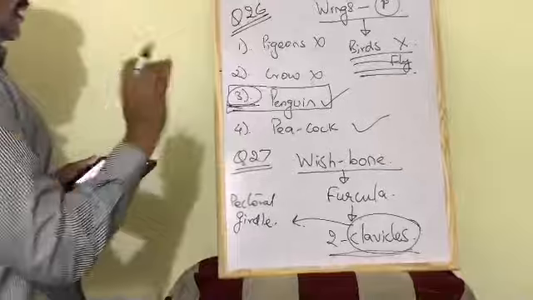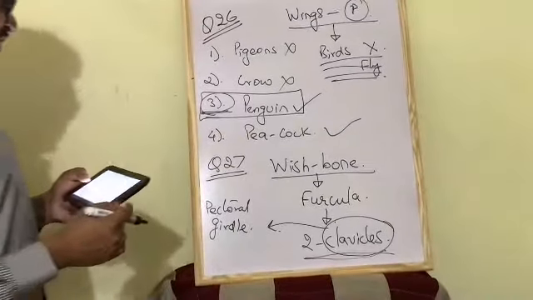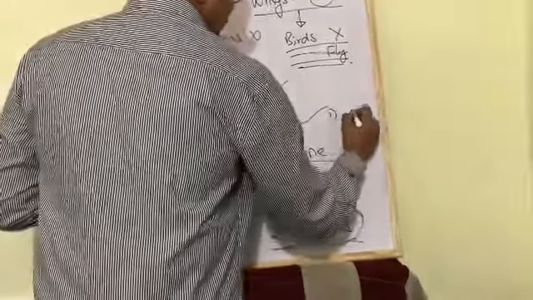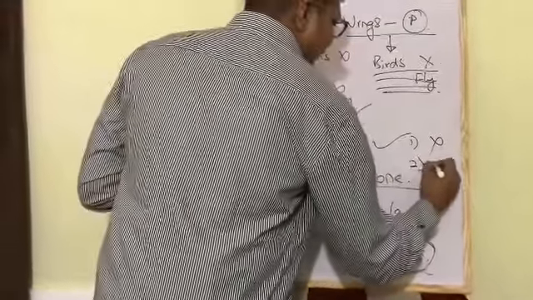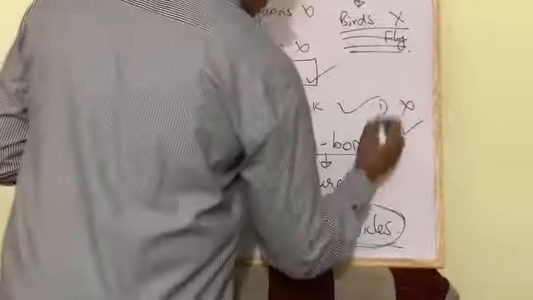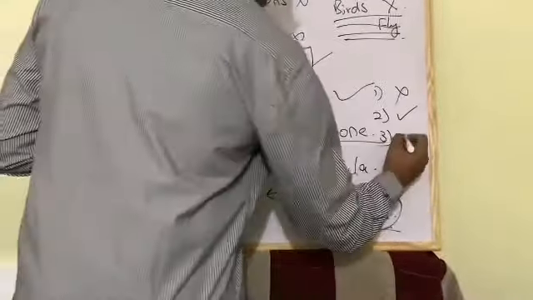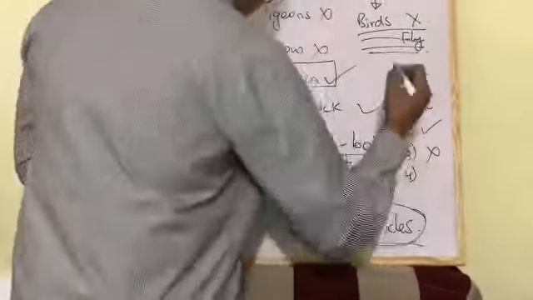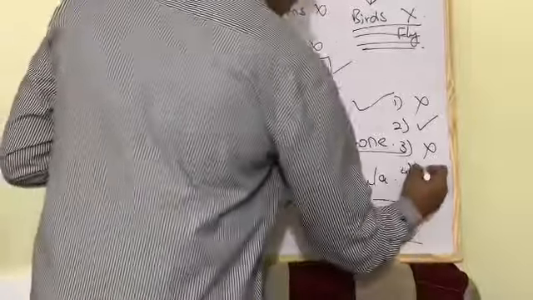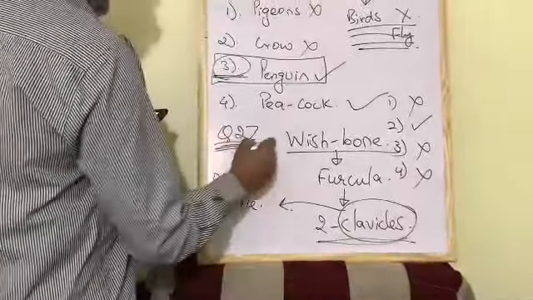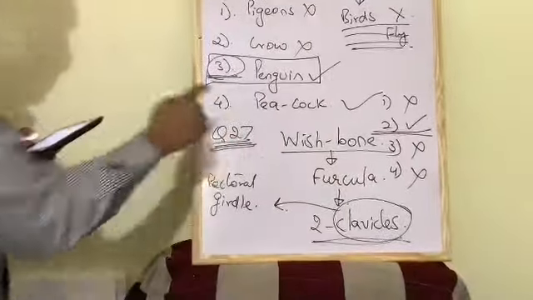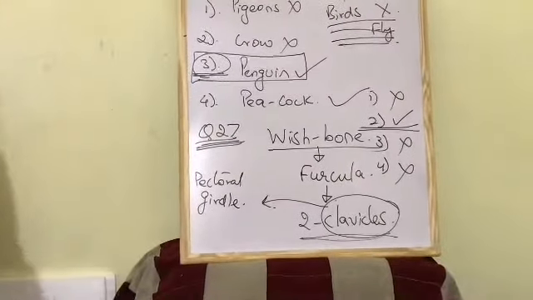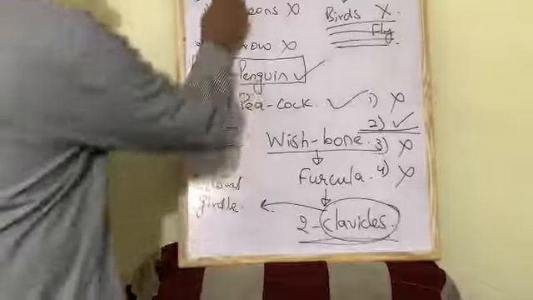So now, understanding this, let us look at the options. First option, skull, incorrect. Second option, pectoral girdle, which is correct. Third option, pelvic girdle, incorrect. And fourth option, hind limb, incorrect. So question number 27, correct option is option number 2, according to the explanation. Next we go for question number 28.